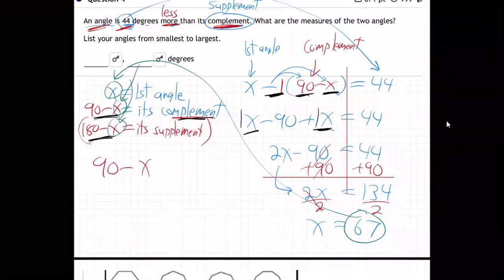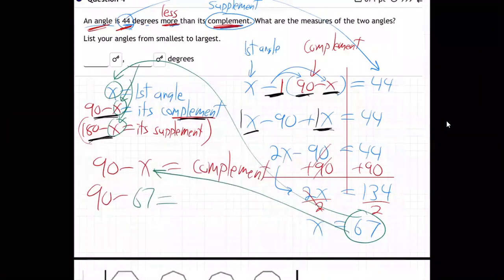So 90 minus x is the complement. And so plugging in the x, which is 67, equals, so plug in the 67 there. I'm getting 23. So my two angles are 23 and 67. Now careful, they want you to list them from smallest to largest. So I'd have to put the 23 first and then the 67, even though I called the other one the first. You've got to put them from smallest to largest like that. And so there we go.